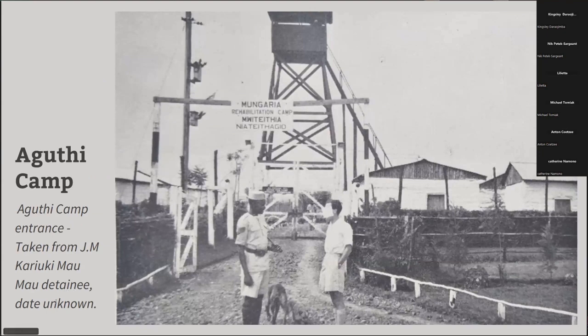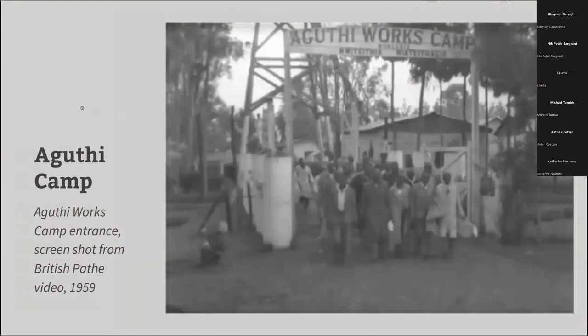And we are not really sure when the photo was taken. But when you look, I don't know if you can see my mouse, but on this is the tower that we wanted to reconstruct, and I'll tell you why. On the tower, it says Muitethia Nia, which basically translates to, if you want to be helped, you have to help yourself. Crazy. So this is another photo we got, but this is a screenshot from a British Pathé video in 1959 of the same camp, and then this is the same entrance.